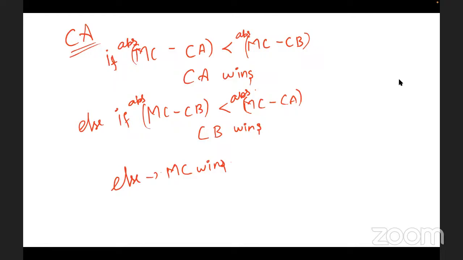So super, super. Instead of taking negative values, just take the absolute values. That's enough. Because maybe the mouse position is at first, and cat A's position is at the third. So that, sir, in else if condition only mouse will win. Sir.